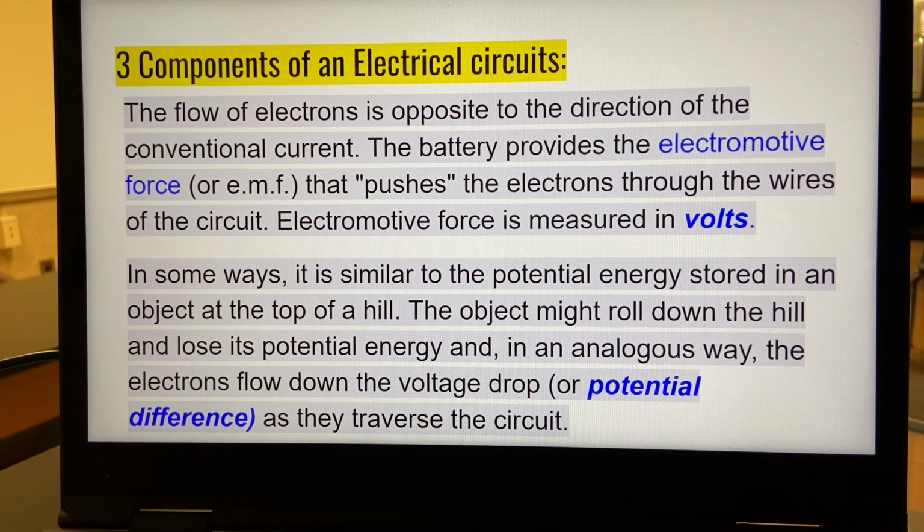The battery provides the electromotive force that pushes the electrons through the wires of the circuit. Electromotive force is measured in volts. In some ways, it's similar to the potential energy stored in an object at the top of a hill. The object might roll down the hill and lose potential energy. And in this analogy, the electrons flowing down the voltage drop or potential difference is the same as the way they traverse or move through the circuit.